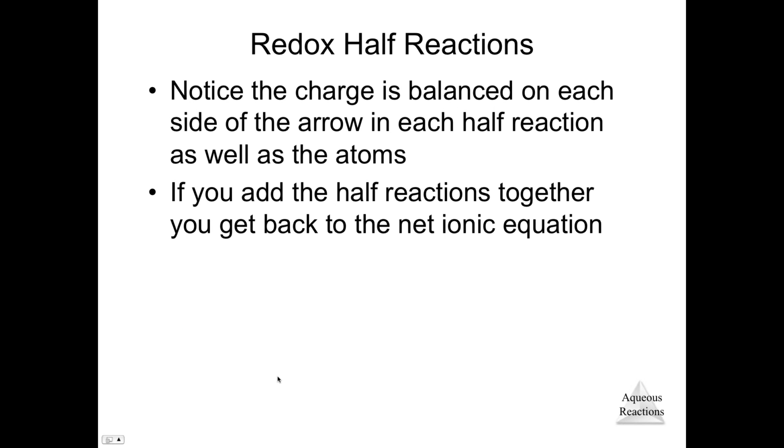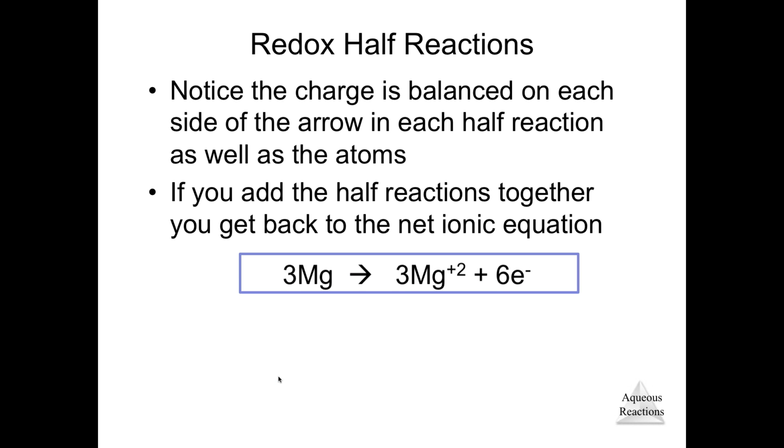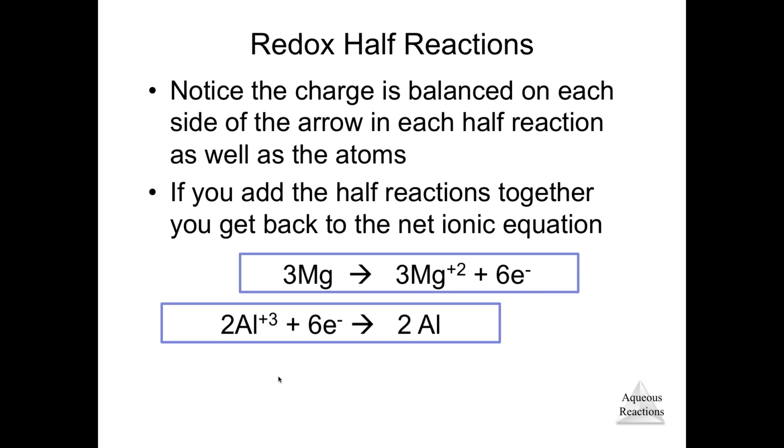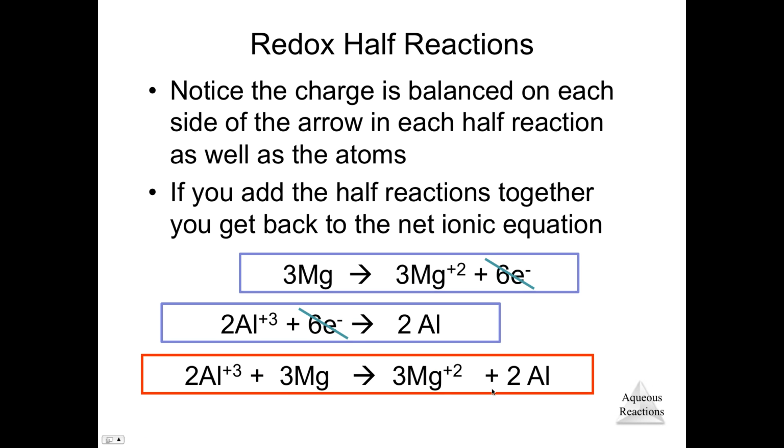All right. And if you add the half reactions back together, there's the oxidation half reaction, there's the reduction half reaction. You cancel out the electrons because they occur on both sides of the equation. You end up with the net ionic equation again that we started with.